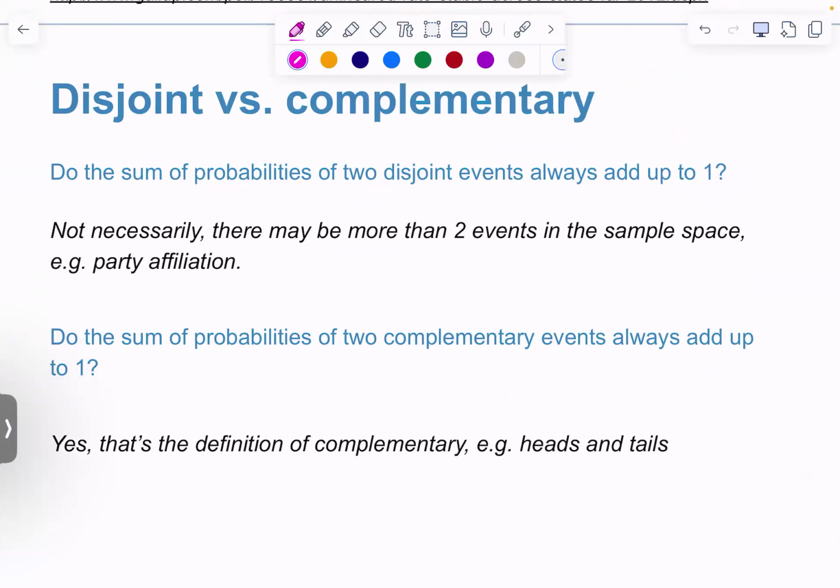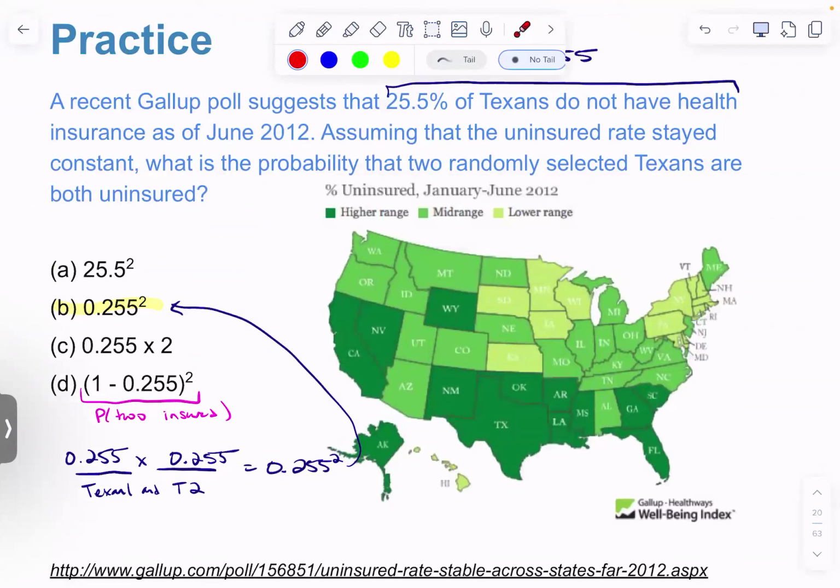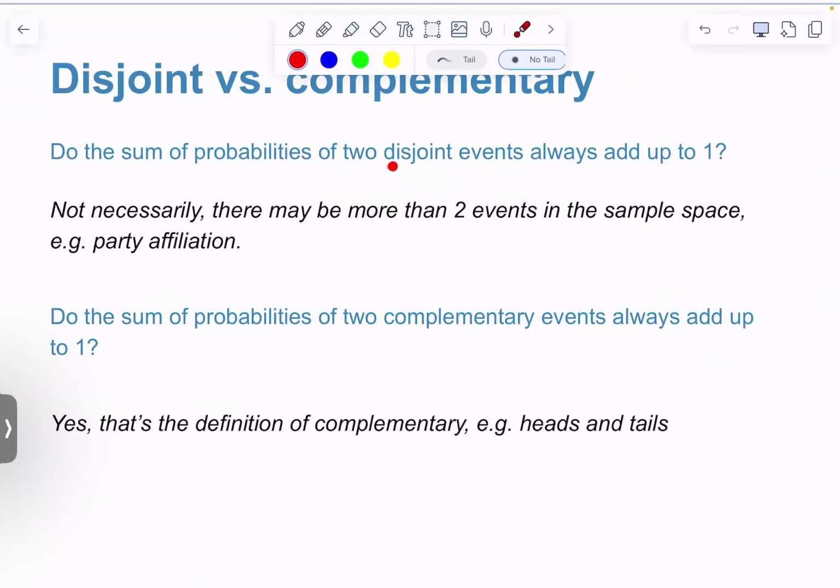Disjoint outcomes, remember, are mutually exclusive, so they can never happen at the same time, versus the complementary outcome, which is just everything that's not the outcome that you're talking about. In the previous example, you're either uninsured or you're insured. There are no more outcomes, but sometimes there are more outcomes than that. So do the probabilities of two disjoint events always add up to 1? Not necessarily. You could have more than two events in the sample space, if we had an additional outcome that we haven't considered.